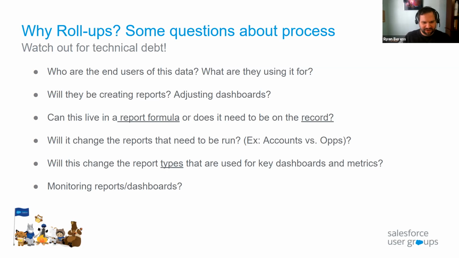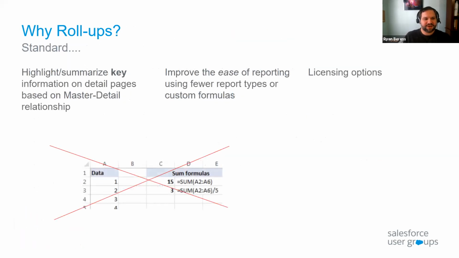Other things that you can keep in mind. So again, this is very low level here, but roll-ups serve a few different purposes, right? Number one, they summarize the key information on the detail pages. On the master detail relationship, this is the standard. They improve reporting, and you need fewer report types or formulas. There's also really nice licensing benefits to summary formulas.